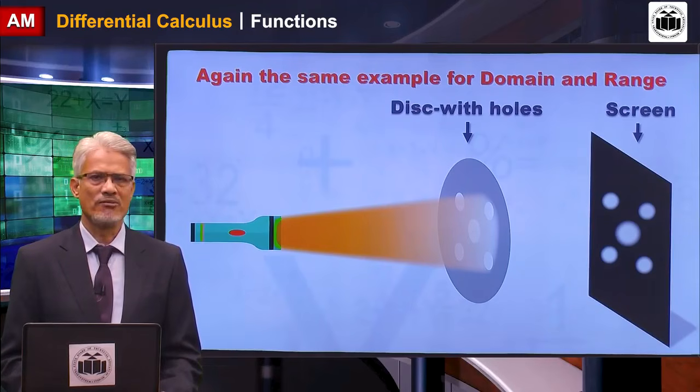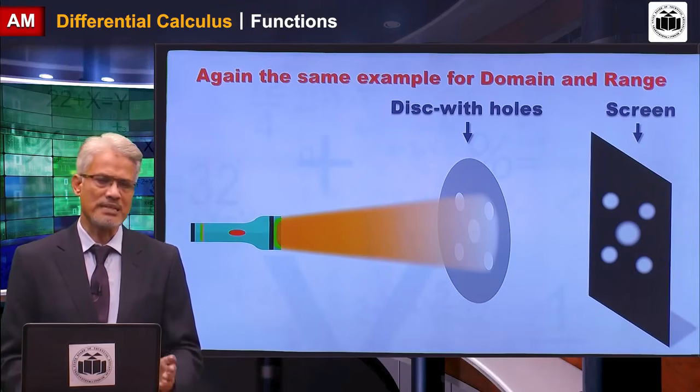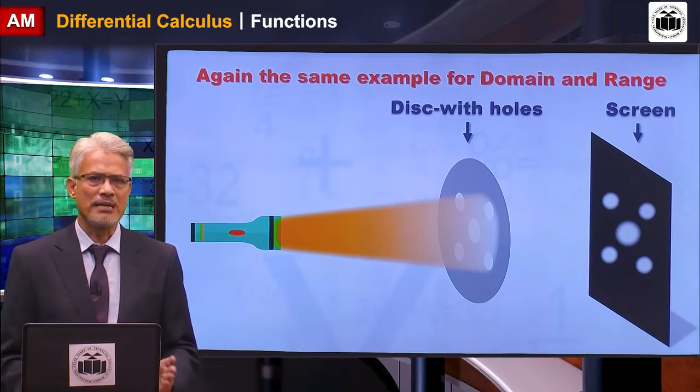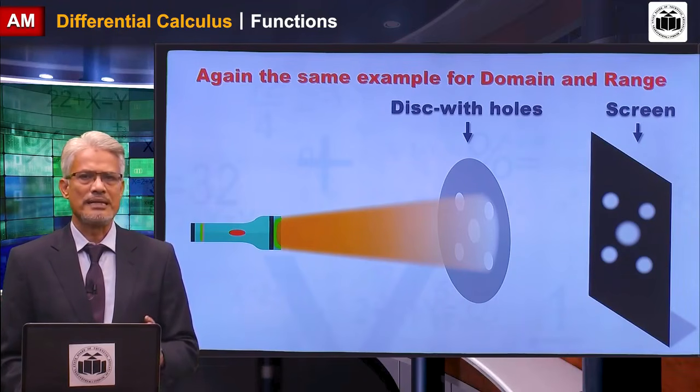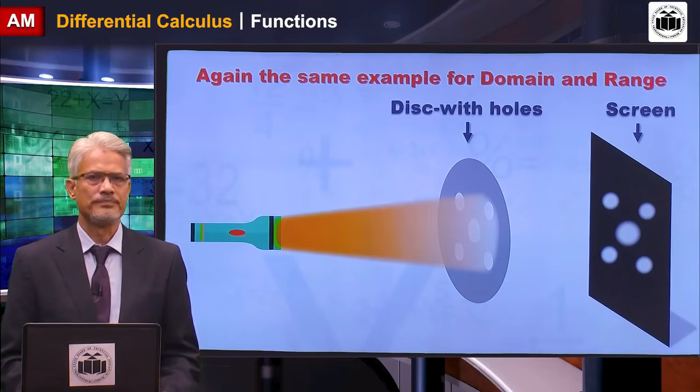Through light, we are getting result on a screen. That's why it is range, because the range itself means limitation. That is the limitation of the light and the hole that produces the spots on the screen. That's why a screen in this example is known as range and the disk is known as domain.